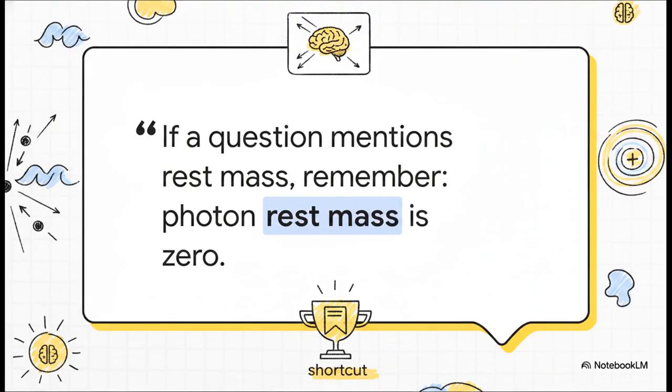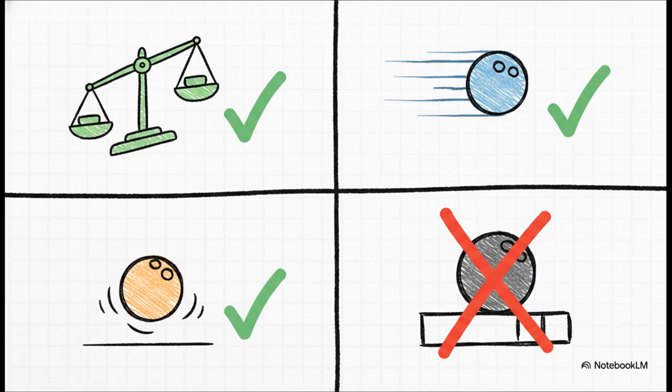Before we make our final, official declaration, let's slow down for just a second and lock in a golden rule. If a photon question mentions rest mass, remember, photon rest mass is 0. This right here is your ultimate WAEC shortcut. I want you to take a mental screenshot of this exact phrase. If you ever see the words photon and rest mass together in an exam, you immediately know the value is 0. No exceptions.